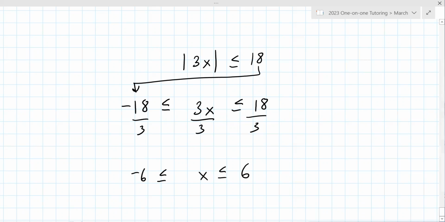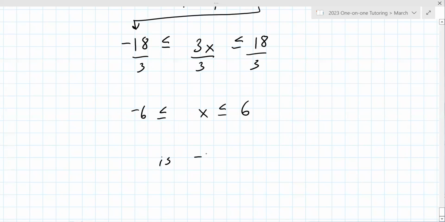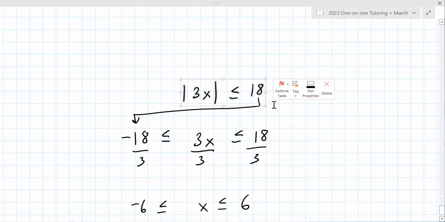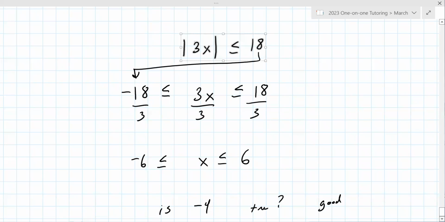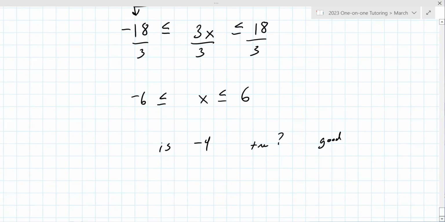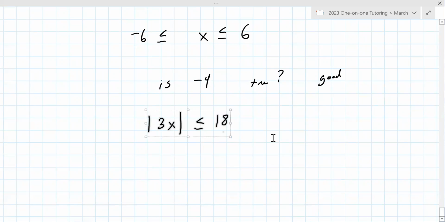So my question to you is, is -4 true? Yeah, it is. -4 works. We know this is good. We think it's a touchdown. We're now going to go back to the original and verify that. We're going to replay. Is this true? So I want you to put -4 in for x. Don't even focus on that 18. Just ignore it. Just focus on the part on the left.